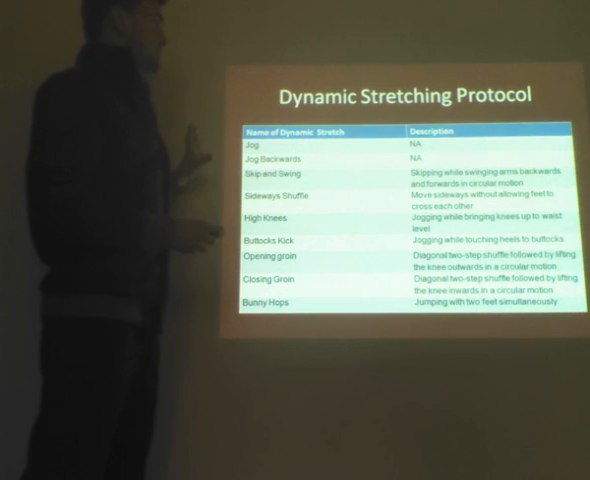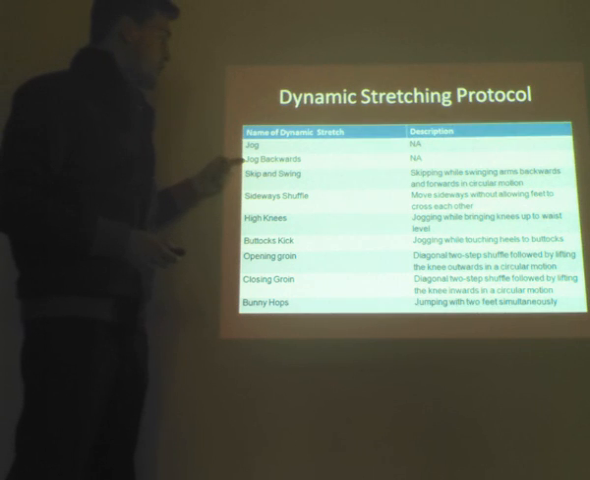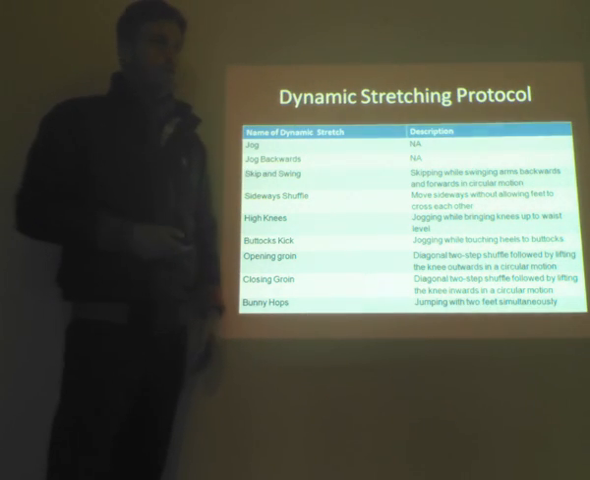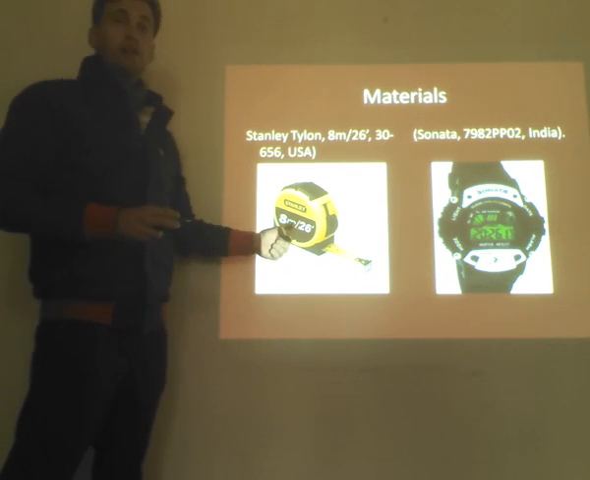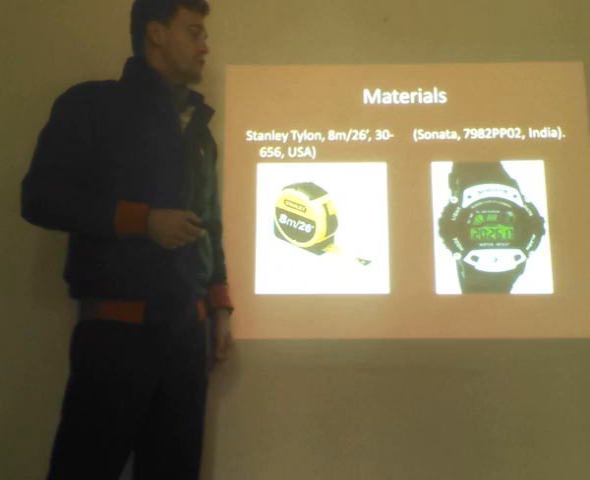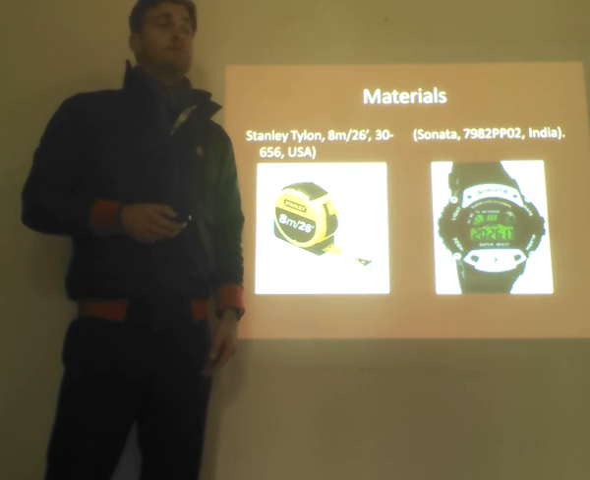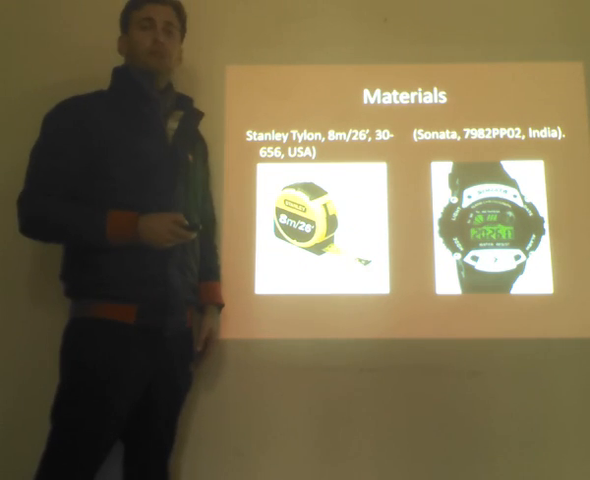This was a dynamic stretching protocol, very basic for that age. Jogging backwards, skipping and swinging, a sideways shuffle, high knees, all of these things are right here. So I would say pretty average dynamic stretches for that age group. The materials used to measure out 20 meters: we used the Stanley Tylon measuring tape, the model make is there. And a stopwatch was used to time the sprint speed of the athletes. Very basic stopwatch, very simple, not complicated.